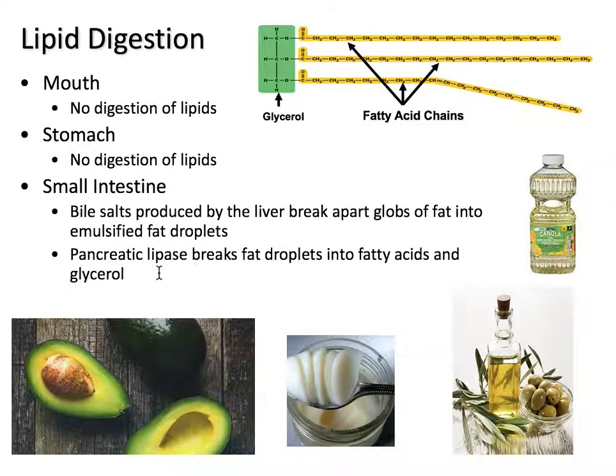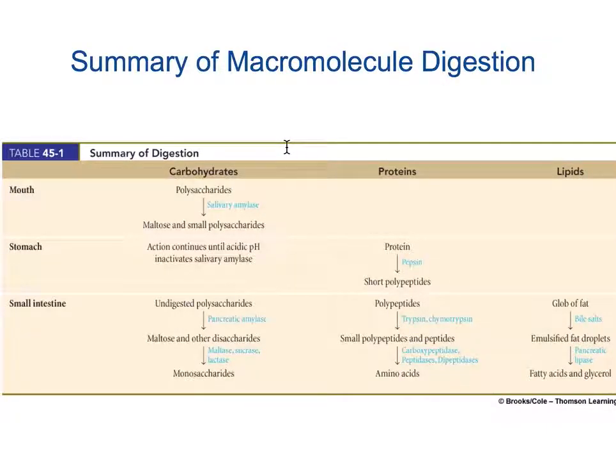And here are some examples of lipids. Some yummy avocados. Here's some lard. We have oils. Butter is also a type of lipid. So here is a nice summary of macromolecule digestion and where each macromolecule is digested inside of the digestive system.